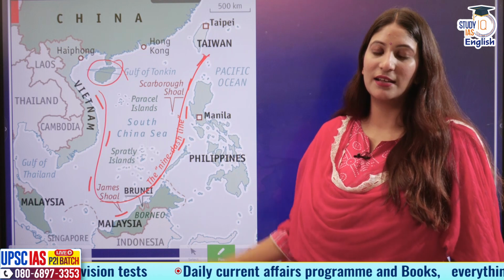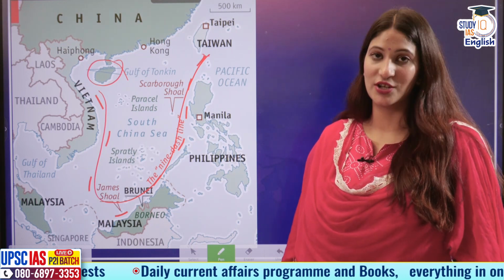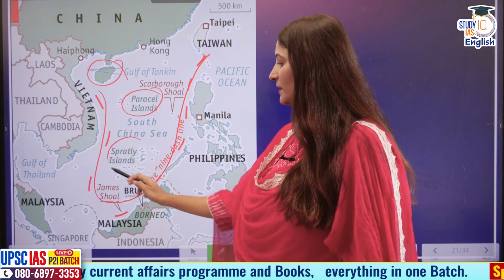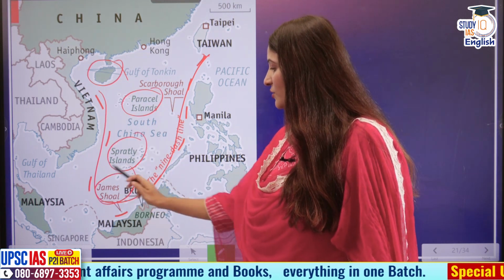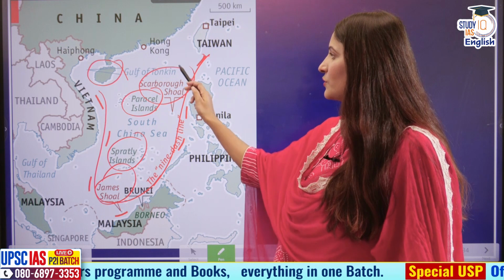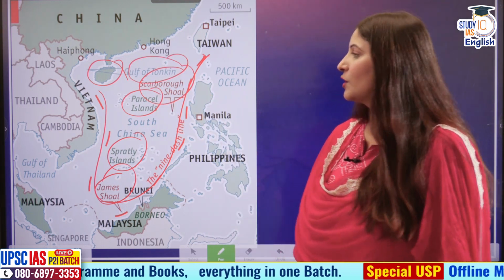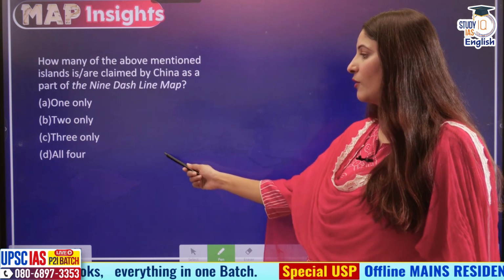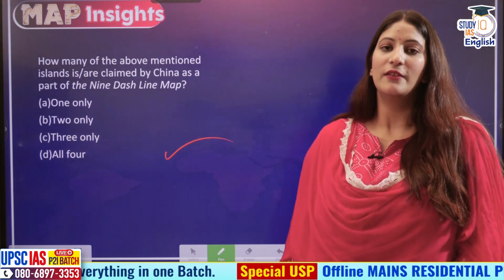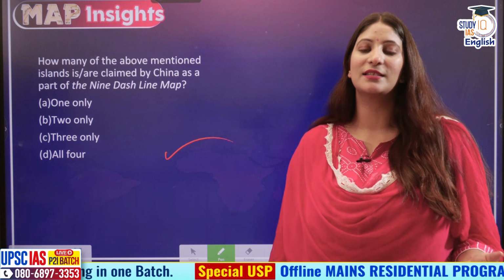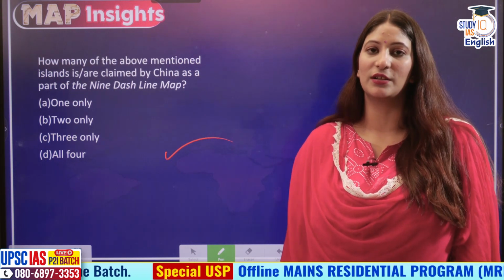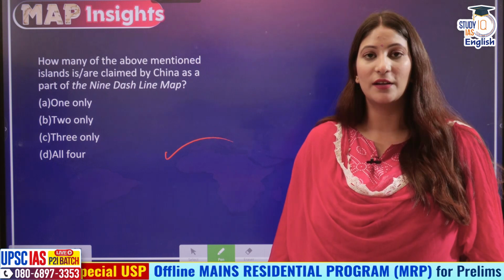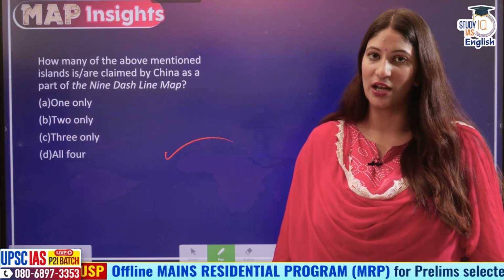Many important islands are inside the 9-line map of China. For example, the Paracel Islands, Spratly Islands, then James Shoal as well, Scarborough Shoal, here is the Gulf of Tonkin. Alright, so all of them are actually inside the 9-line map. All 4 will be the correct answer. We know that China and Philippines are feuding over the possession of certain islands there. And there are many islands that are claimed by different countries that are littoral of the South China Sea.